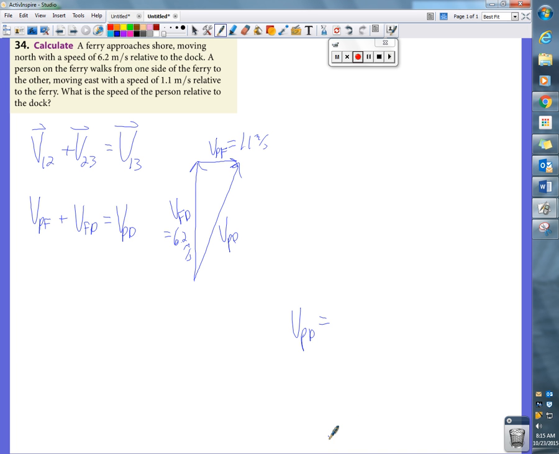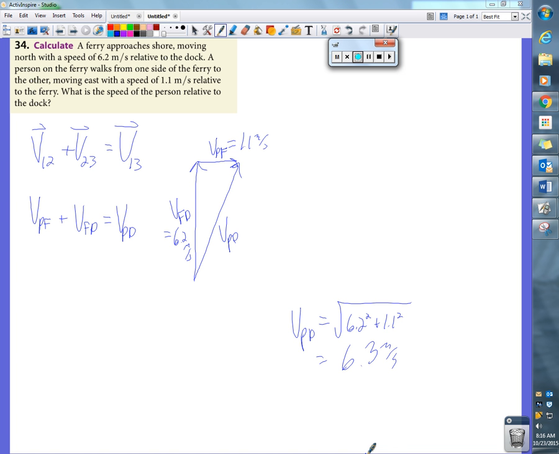So VPD is equal to the square root of 6.2 squared plus 1.1 squared. Plug that into our calculators and get our answer. So about 6.3 meters per second there would be the magnitude of that. They only ask for the speed, so that's all we have to give them.